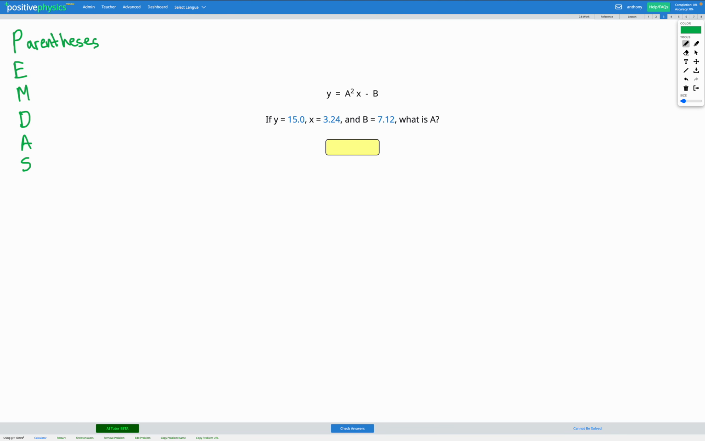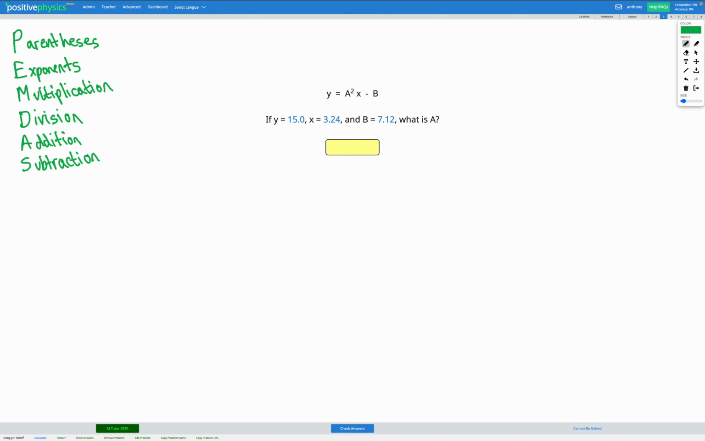E stands for exponents. M stands for multiplication. D stands for division. A stands for addition. And S stands for subtraction. This is the order of operations.